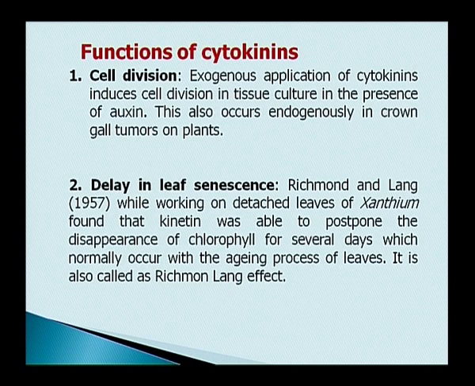The cytokinins play an important role in delaying leaf senescence. Richmond and Lang proved in Xanthium that cytokinin was able to postpone the disappearance of chlorophyll for several days, which normally occurs with the aging process of leaves. So, it delays the senescence in most of the green parts of the plants.